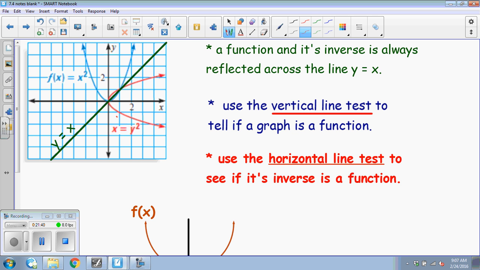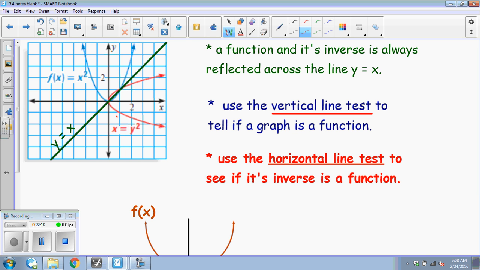We use a horizontal line test to tell if its inverse is a function. Now, what I'm saying is, without actually graphing the inverse, if you have the regular function, this blue graph right here, we do the vertical line test. We see that it's a function, but if I do the horizontal line test, it fails, right? On the original function, the horizontal line test fails because it touches that in more than one point. So that means that its inverse is not a function.